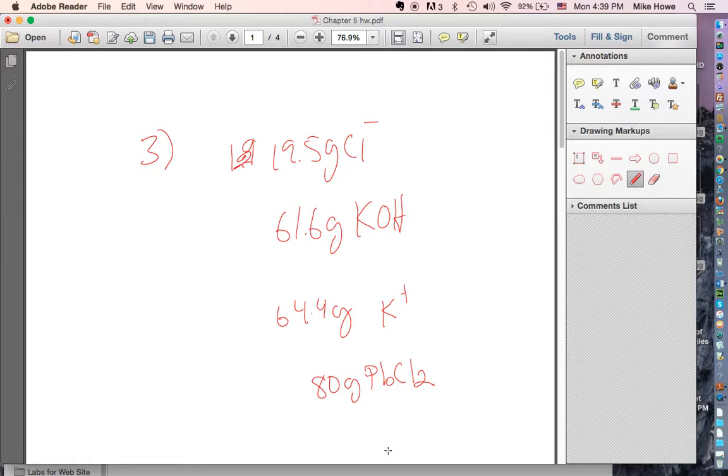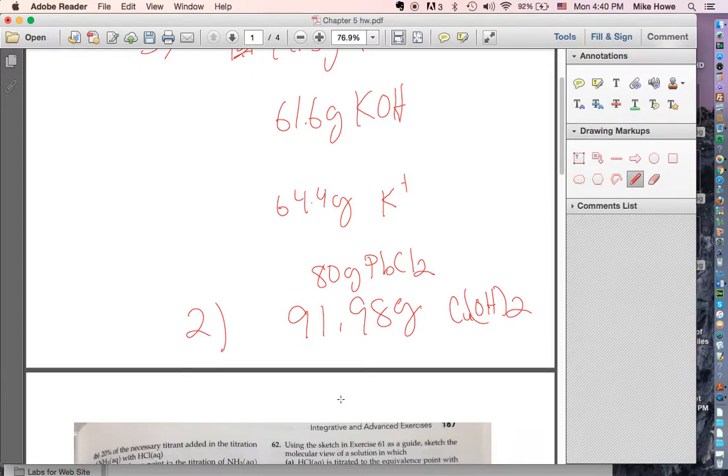In case you didn't get the first page finished, for number 2, I got 91.98 grams of copper 2 hydroxide. And then I also got 367.9 grams of mixture.